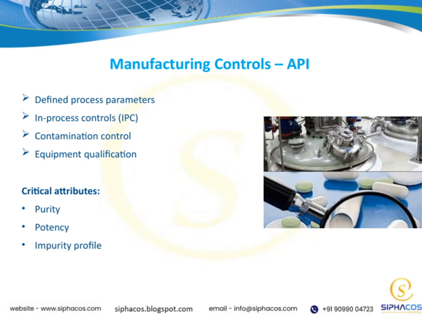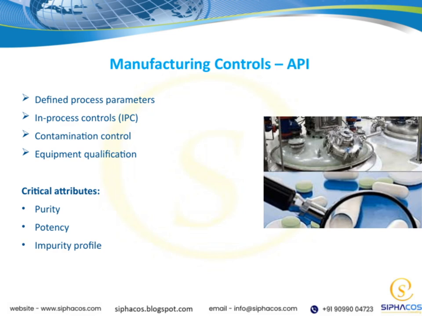Contamination control is another critical aspect. It involves measures to prevent any unwanted substances from contaminating the product, which is essential for maintaining safety and efficacy. Equipment qualification is also key. This means verifying that our manufacturing equipment operates correctly and consistently, meeting all necessary standards before and during production.